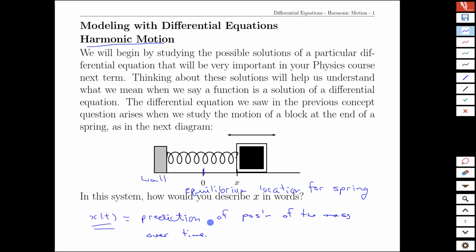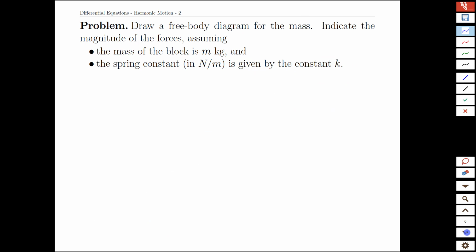So without actually building the system, without actually having to witness it in action, we think, knowing Newton's laws, that we can predict what the spring system is going to do in the future if we know a few things about the system itself. Well, how are we going to make that kind of prediction? Well, we're going to use our physics.